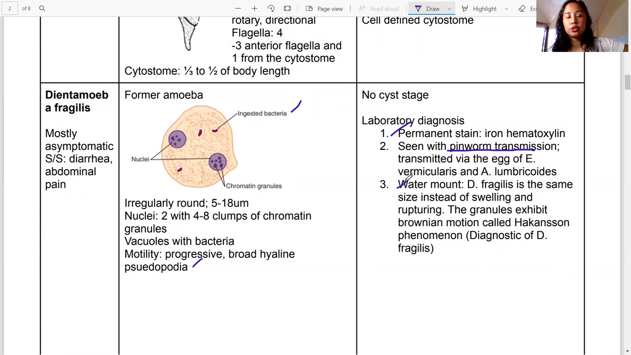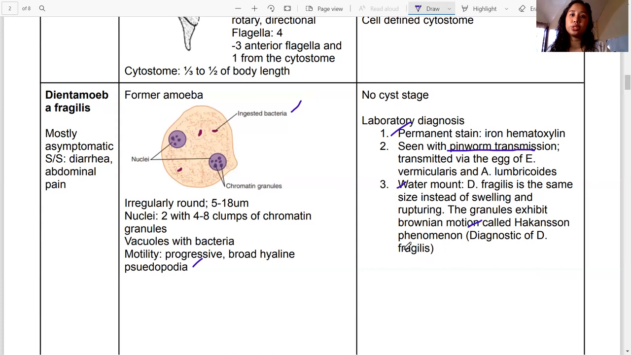If you subject Entamoeba histolytica cysts, other cysts, and other trophozoites in distilled water, they tend to swell and rupture. Pero ang unique sa Dientamoeba fragilis class, it remains the same. And also, in water mount, there is Brownian motion of the granules, which is called Hackanson phenomenon, which is diagnostic of Dientamoeba fragilis.